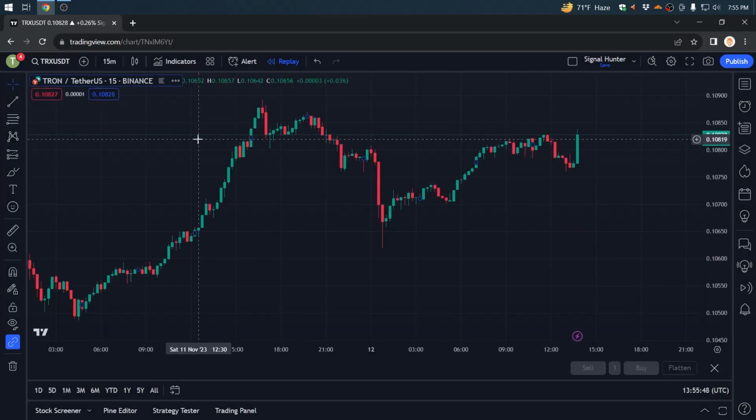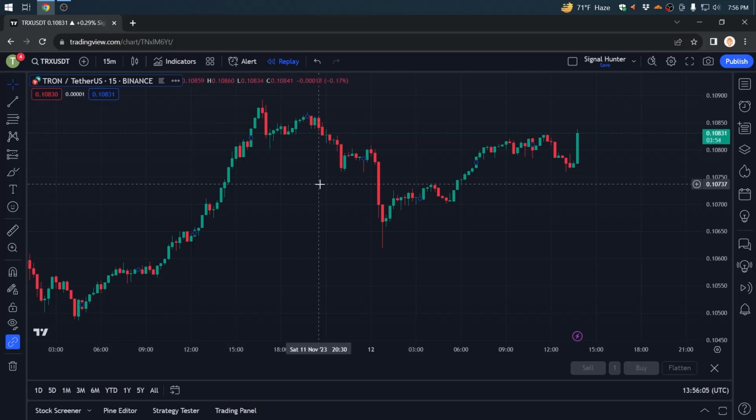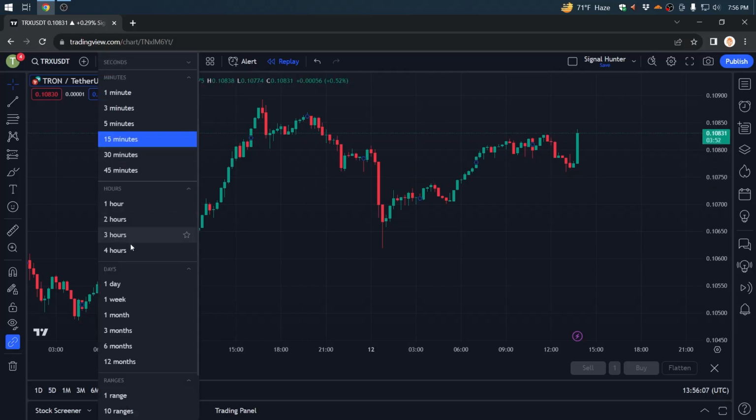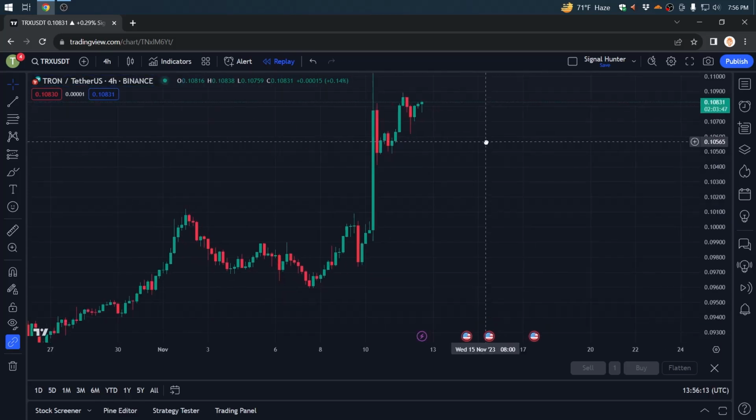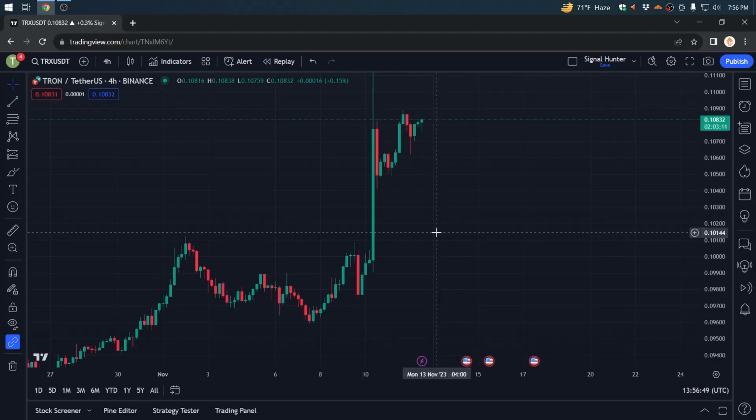And for the time frame, I will use a combination of two time frames. Our primary time frame will be 4 hours, and then I will get some confirmation and we will trade on the 15-minute time frame. I will explain everything in more detail in a few moments.